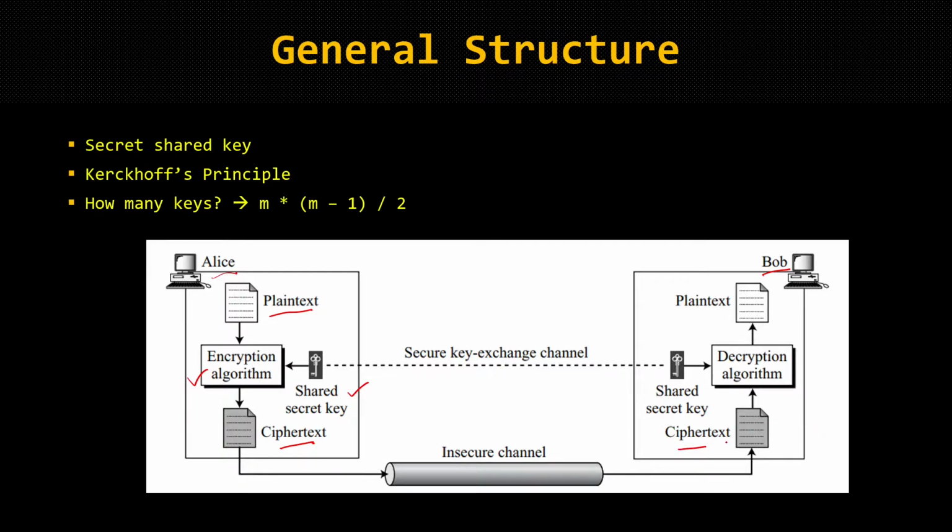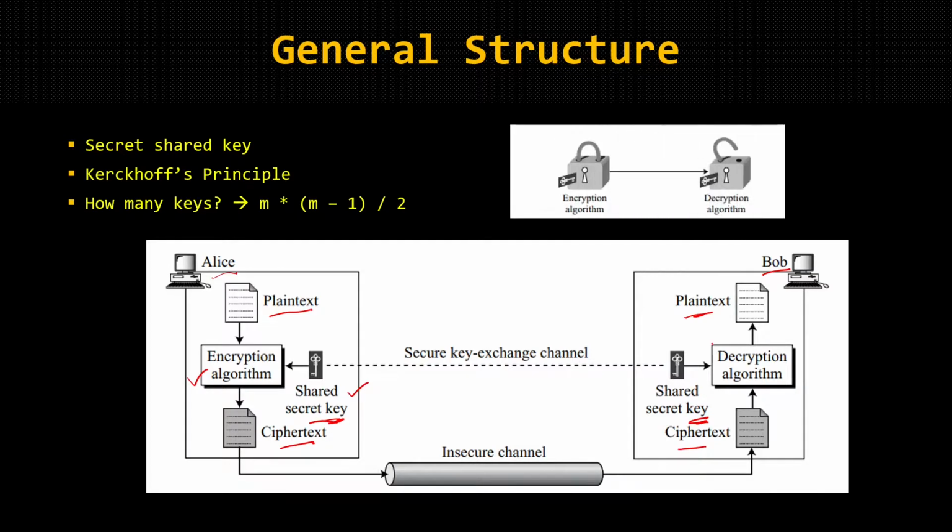So after Bob receives this ciphertext, Bob will use a decryption algorithm and a shared key. This key is the same key that Alice used while encrypting. So Bob will use the same key and a decryption algorithm to convert this ciphertext into the plain text. And that is how Alice and Bob can communicate using the symmetric key cipher. So the main principle of this symmetric key cipher is that Alice and Bob both use a secret key which is the same.